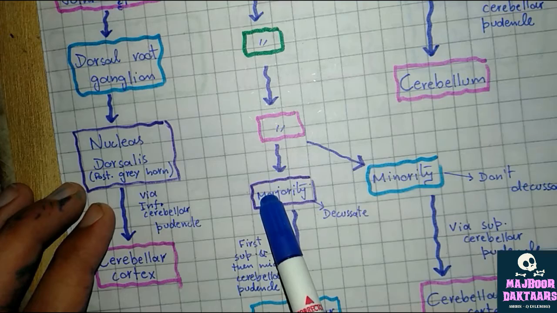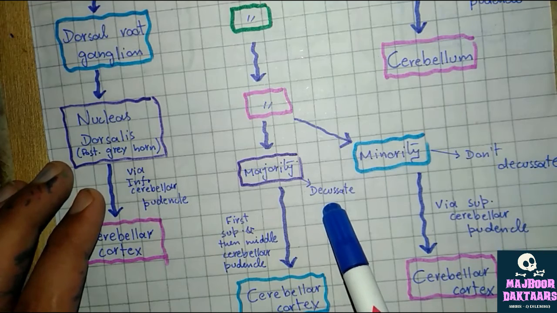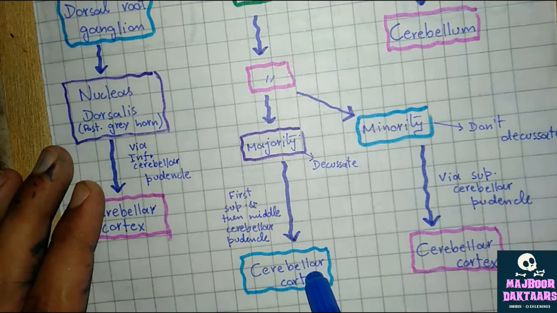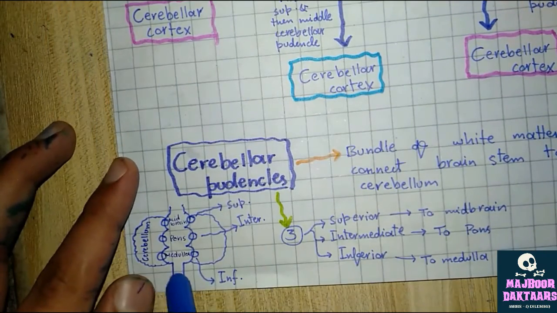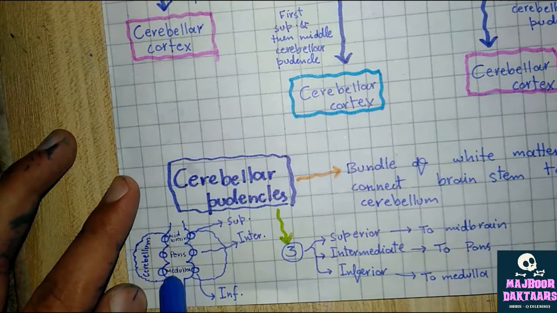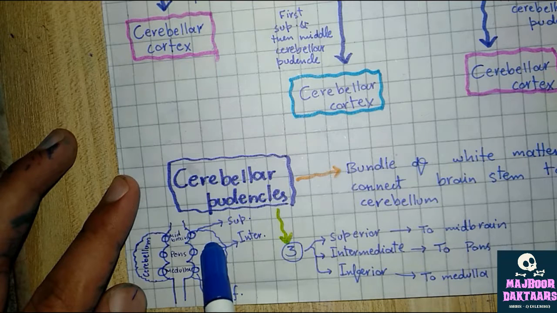The majority of their fibers decussate at the level of the nucleus dorsalis, but reach the same side of the cerebellar cortex. How does it occur? They decussate. If they are present on that side, after decussation they move to this side, first move through the superior cerebellar peduncle like this, and then move through the middle cerebellar peduncle to the same side of the cerebellum. I'll explain it further later.